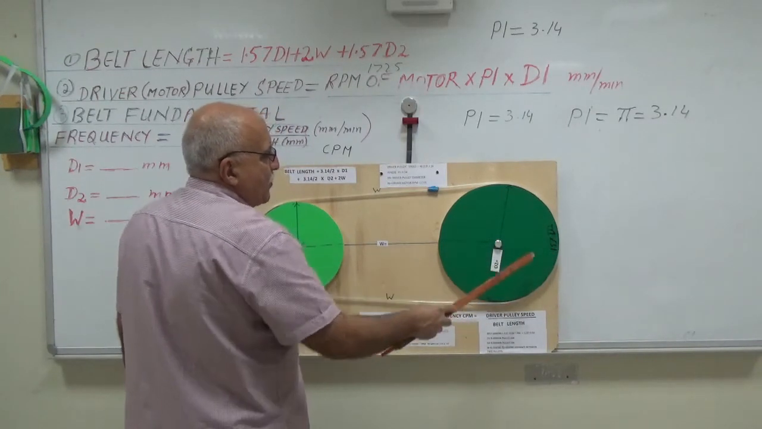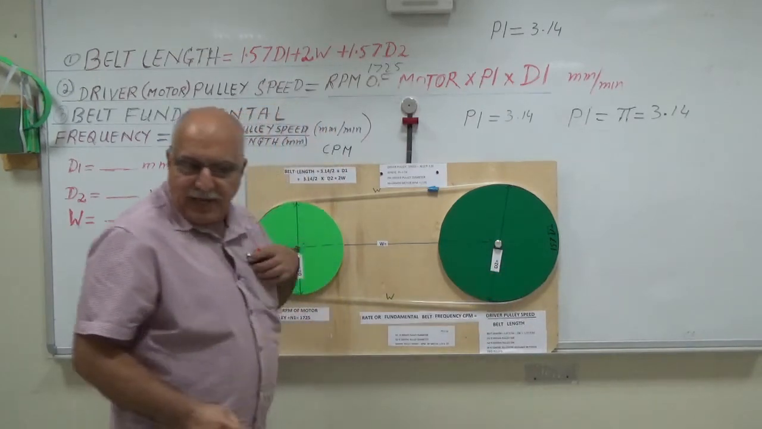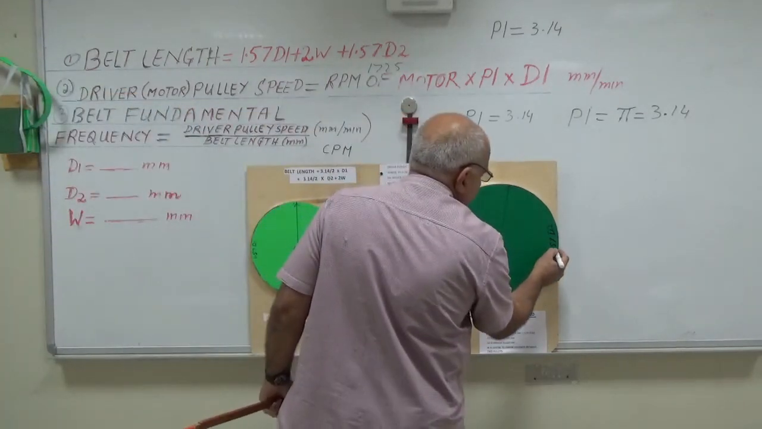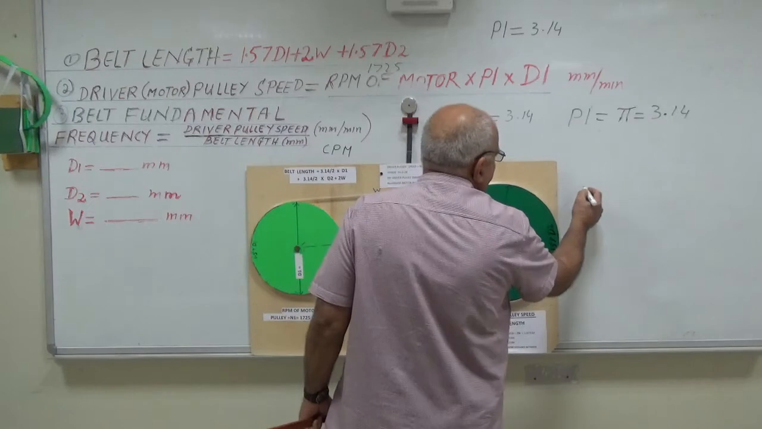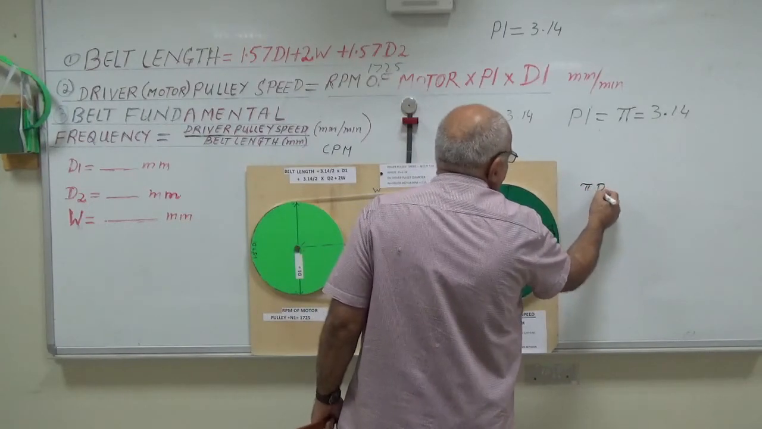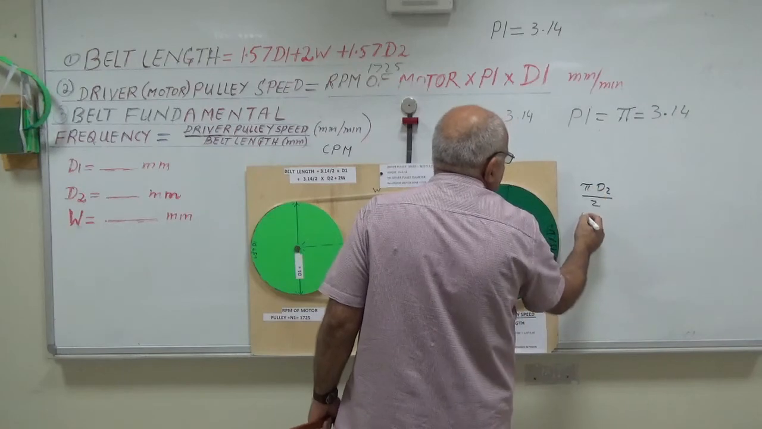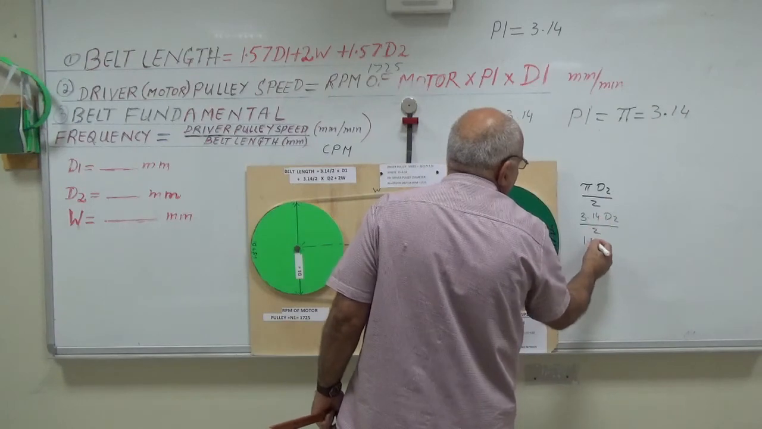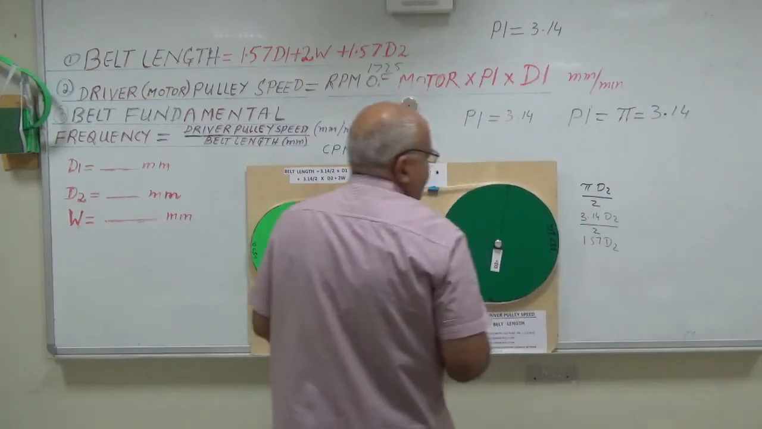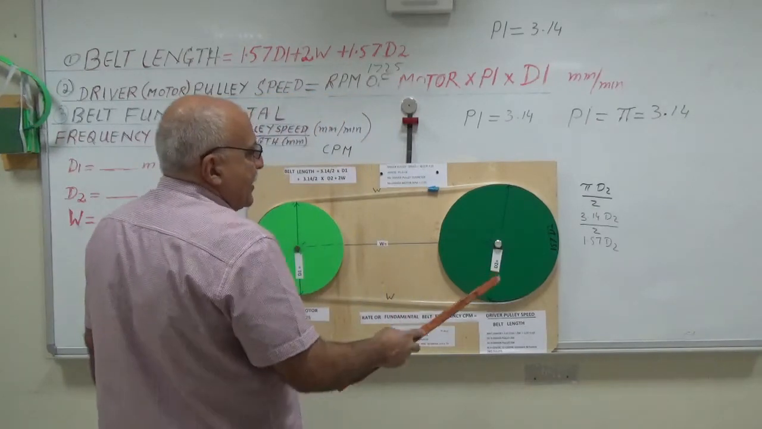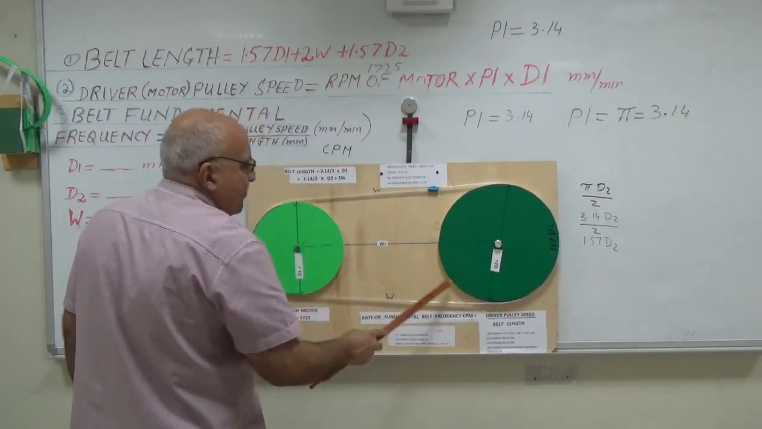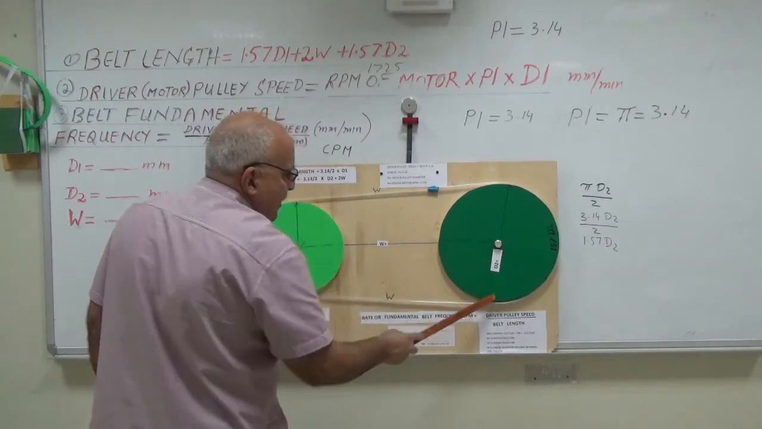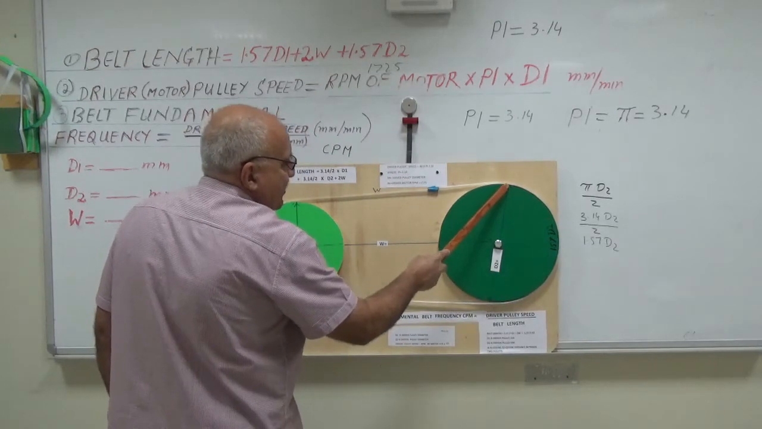1.57 d2. Where does 1.57 d2 come from? It comes from pi d2 divided by 2. Pi is 3.14 and d2 divided by 2, so it becomes 1.57 d2. Pi d2 is the total circumference of this pulley, and half of that, from here to here, is 1.57 d2.